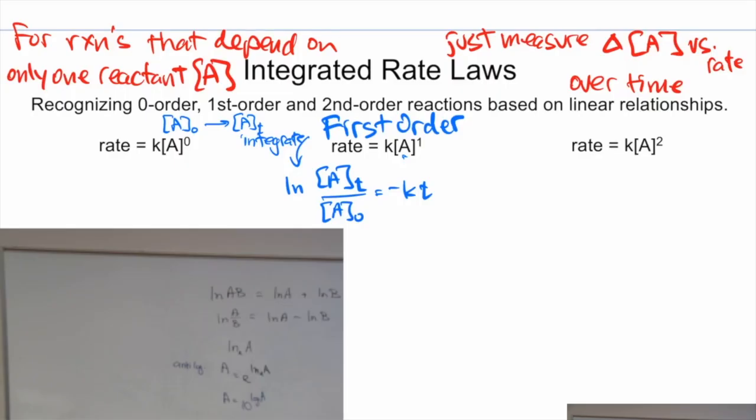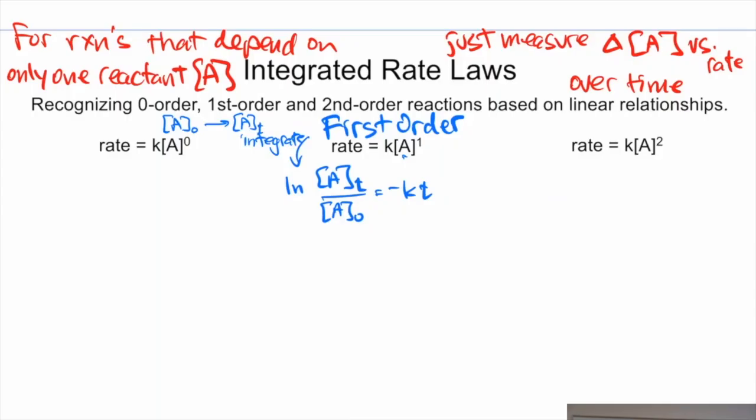You do this all the time with pH. We'll be doing that later on in the semester as well. So this isn't going away, okay? So let's go ahead and apply this one here, okay?